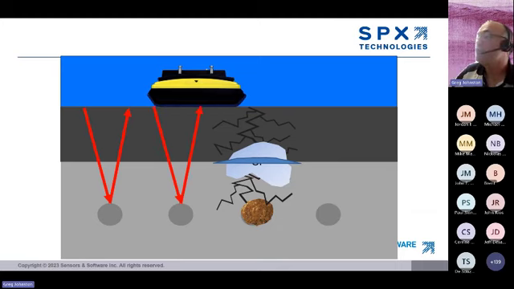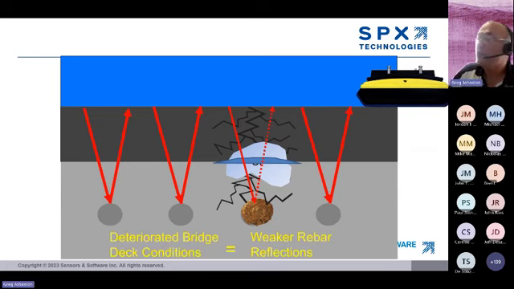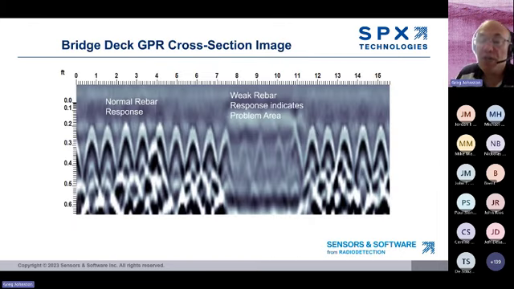If we look at the reflections from the rebar, we're going to have a variation where there's a problem with the rebar or above the rebar. The rebar reflections from the problem areas will be weaker compared to other areas. The result will be a GPR cross-section that looks something like this. The problem areas show up as weaker rebar responses. Again, we want to be quantitative and not just qualitative, so we extract the reflection strength of all the rebar and generate a map of the reflection strength to see the variations across the bridge deck.